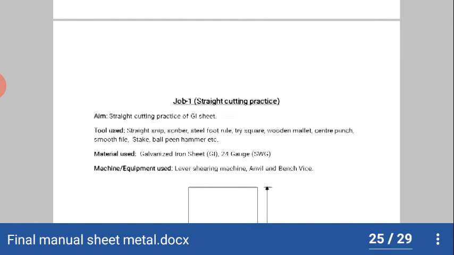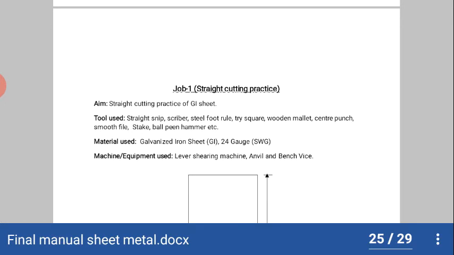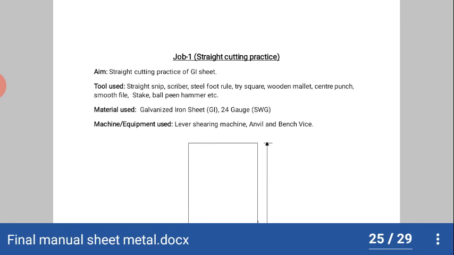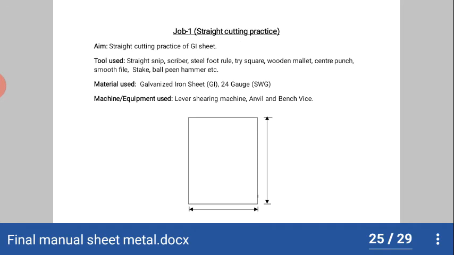Now come to our jobs. First job is straight cutting practice. The name of the first job is straight cutting practice. In this job, we just practice how to mark, how to use a snip for cutting operation with the sheet.